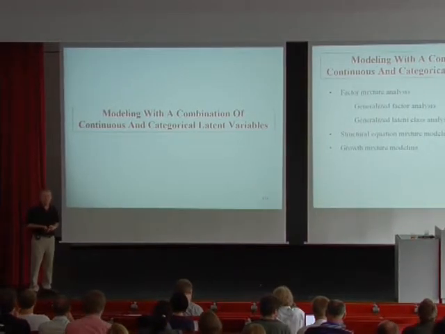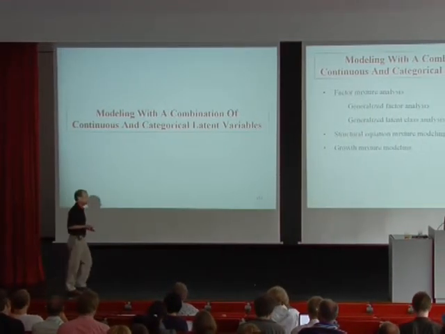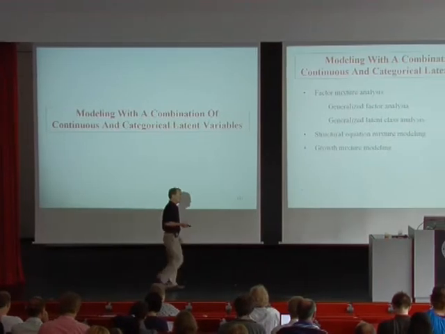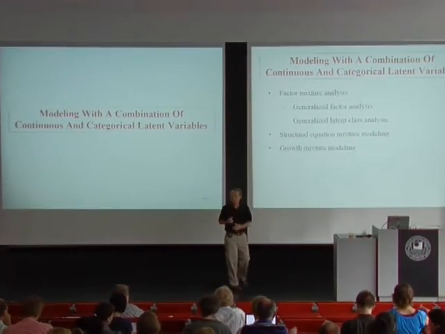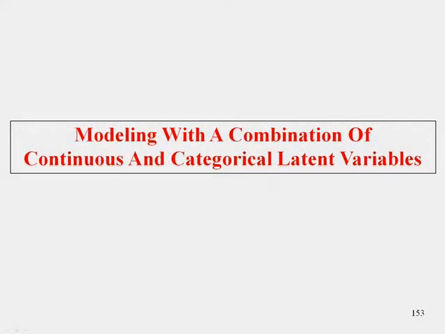So 1.5 hours left. We can cover a lot of interesting things in that time. And the topic now is focusing on this combination of continuous and categorical latent variables. We've had some limited examples of that already, like allowing for a residual correlation between items. But now we're going to put it into a more organized framework.